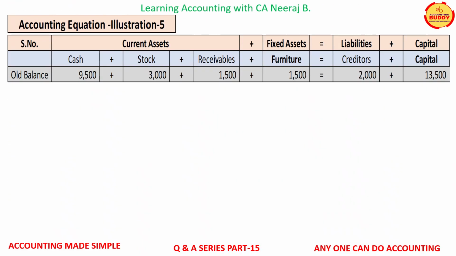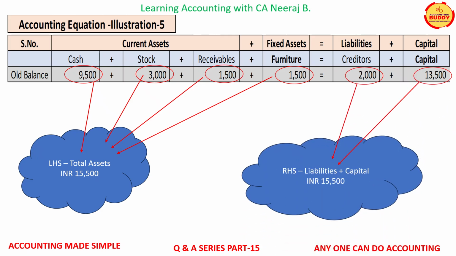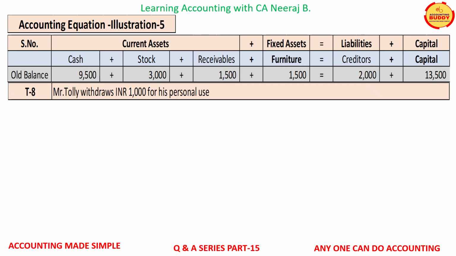Old balances of the accounting equation carried forward from the previous slide are displayed on your screens. Left hand side of the accounting equation represents the total assets of the business amounting to INR 15,500. While the right hand side of the equation we have 2000 of liabilities and 13,500 of capital totaling to INR 15,500. Transaction T8 on your screens is Mr.